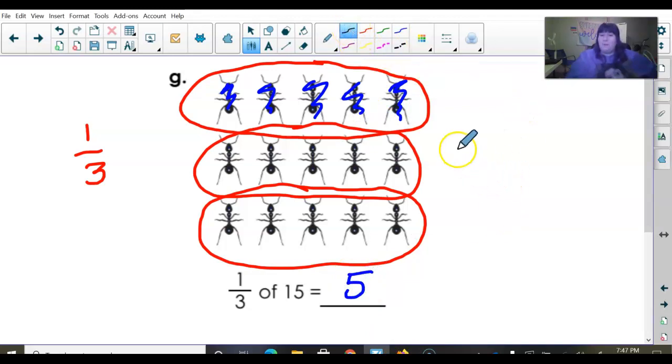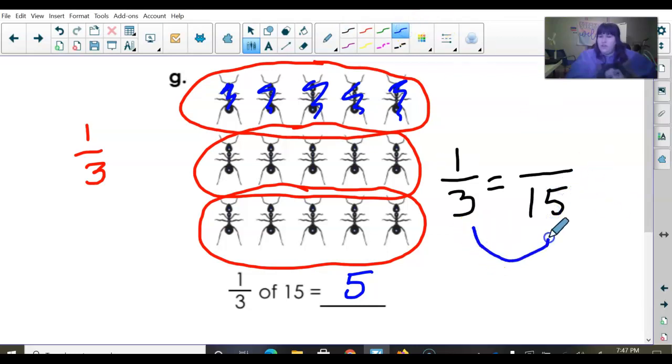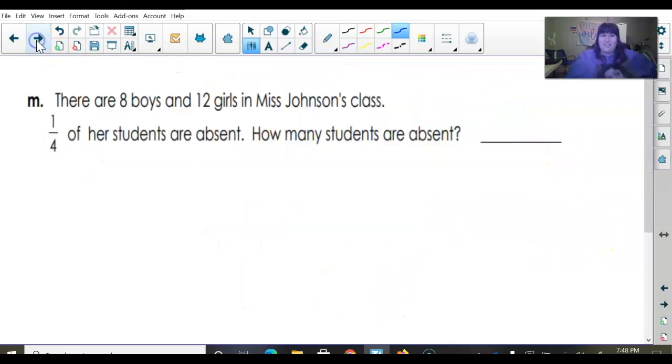But let's solve it the other way. 1/3 of 15 is like asking 1/3 equals how many 15ths? How many out of 15? How did I get from 3 to 15? Times 5. If these have to be equal, 1/3 equals how many out of 15? I have to multiply my numerator times 5. So what's my answer? 5. 1/3 is the same as 5 out of 15, or 5/15.